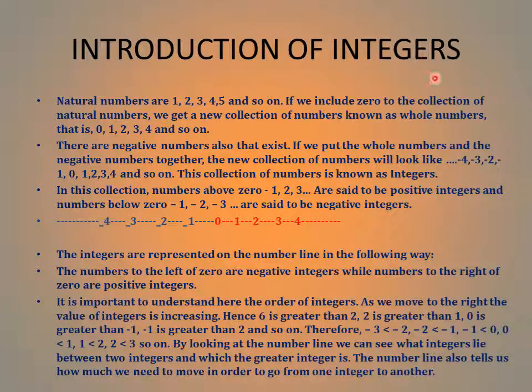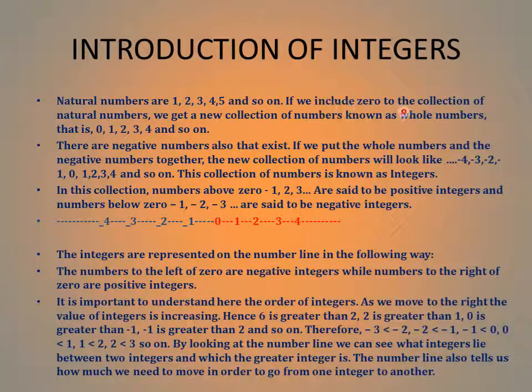So before knowing about the integers, you should have the knowledge about the natural numbers. So what are natural numbers here? All counting numbers are called natural numbers. If you want to count, we will start the counting from 1. Will we start from 0? No. We have to start it from 1 only. So natural numbers are 1, 2, 3, 4 and so on.